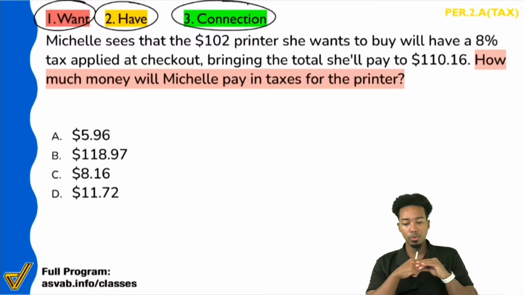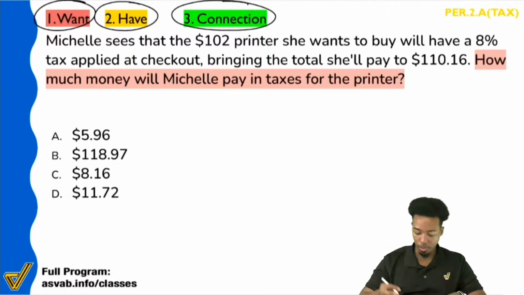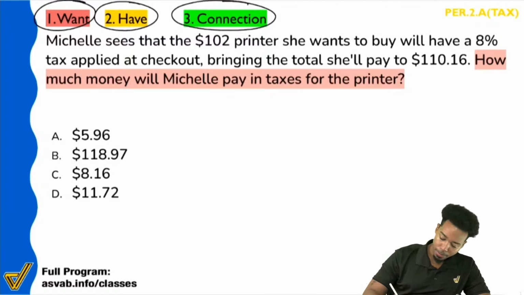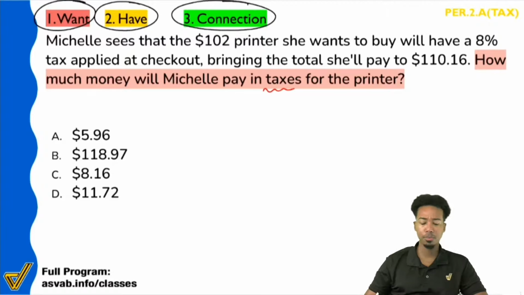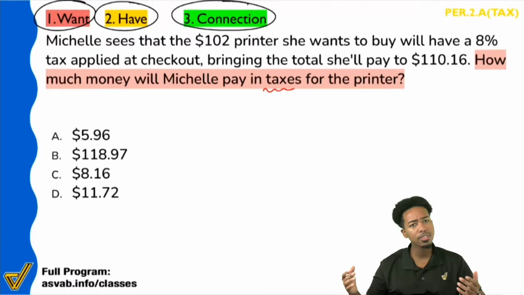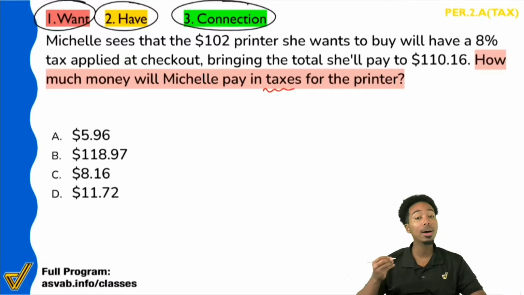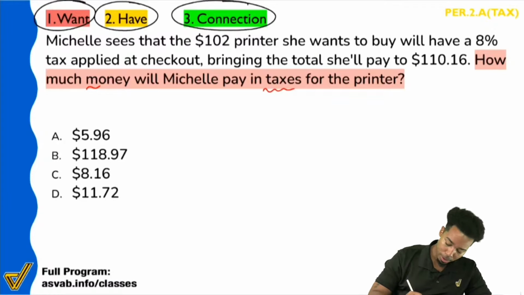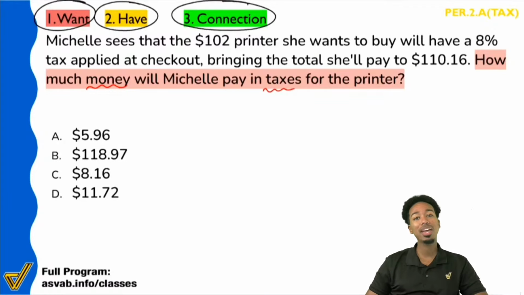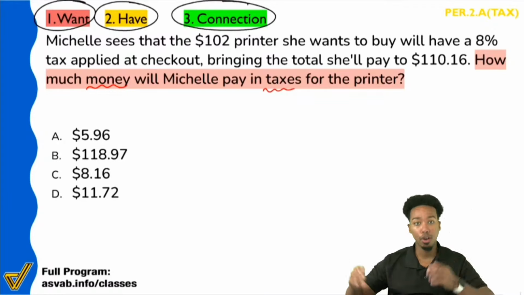Right, we're looking for how much we're going to pay in taxes. Yeah. And there's another keyword that we might want to highlight as well. Are we looking for the percent tax, the amount of the tax? What are we looking for? Right, we're looking for the payment, the money amount right here. How much money will Michelle pay in taxes for some printer that we're talking about?